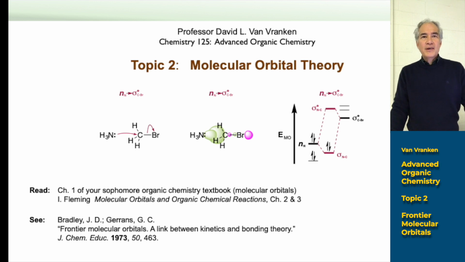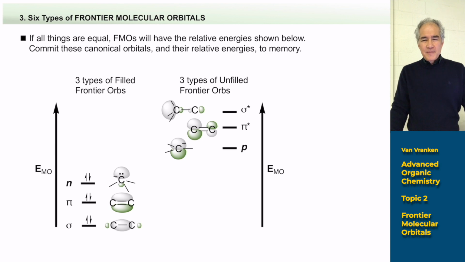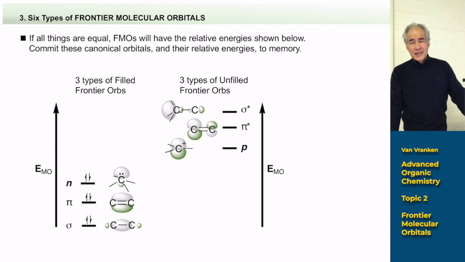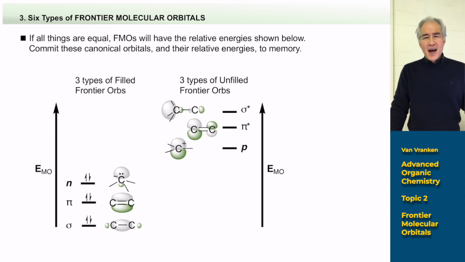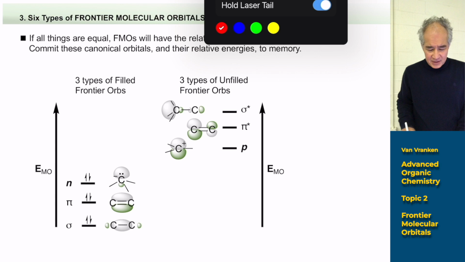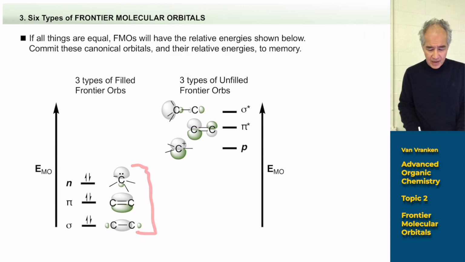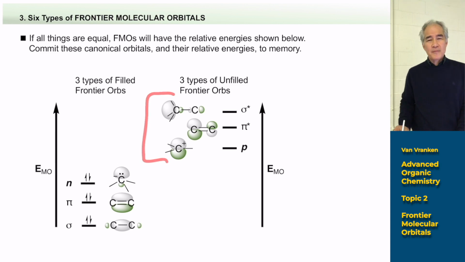When we left off, we were talking about the complexity of molecular orbitals. But we made the bold statement that we're really only interested in the highest energy pair of electrons in any nucleophile. And we're only interested in the lowest energy orbital in any electrophile. And we refer to these orbitals as the frontier orbitals. And frontier orbitals come in 6 types. There are 3 types of filled orbitals, and there are 3 types of unfilled orbitals.